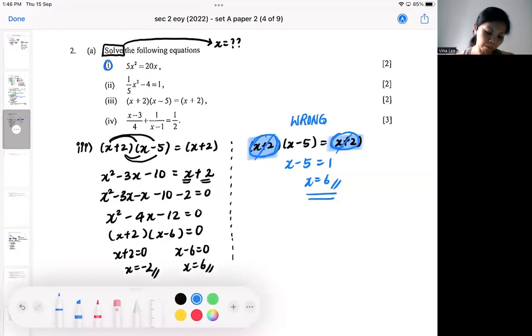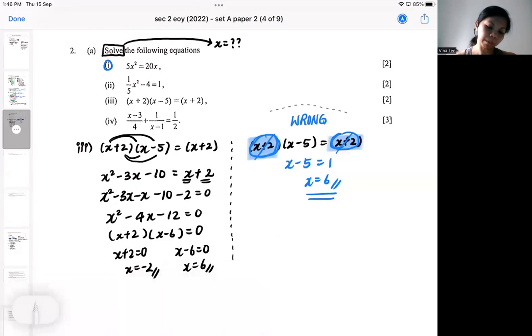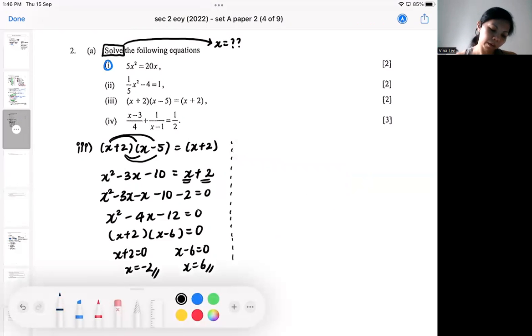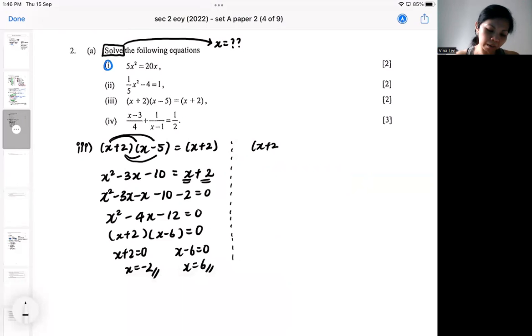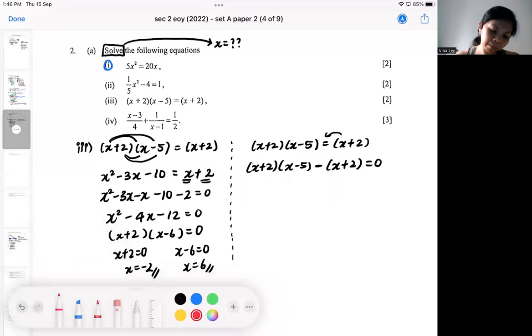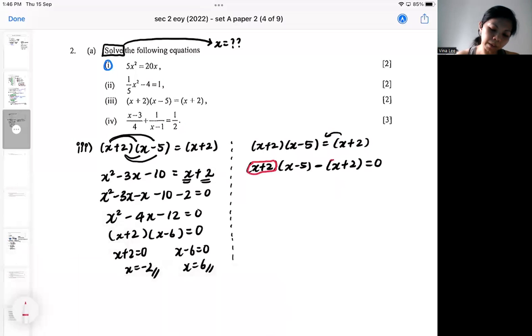Okay, so this is the wrong one. Quite common, some people who detect that the brackets are the same will end up cancelling. So you're not supposed to do that. So for those people, if you detect that the brackets are the same, what should you do to the bracket? Instead of cancelling, you should bring the bracket over and use the bracket as a common factor. So instead of cancelling, you should see it as a common factor.